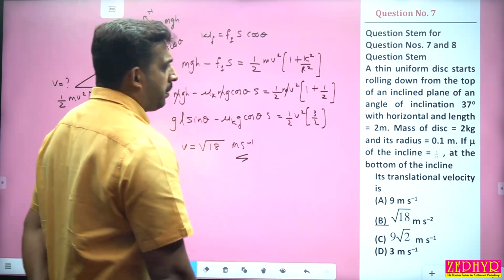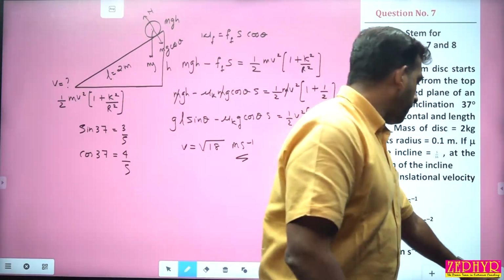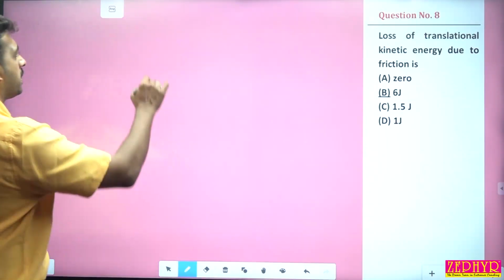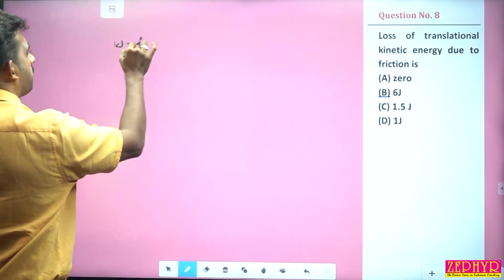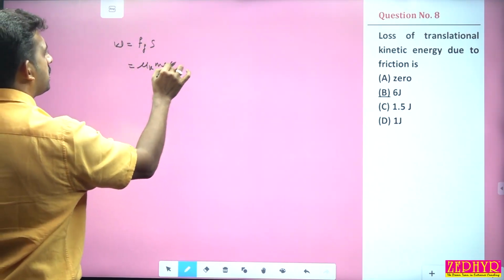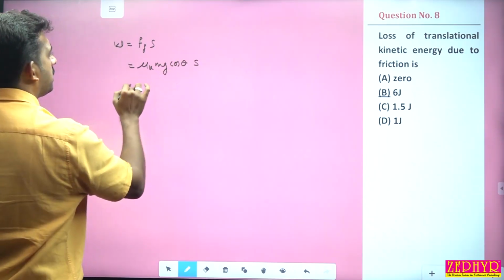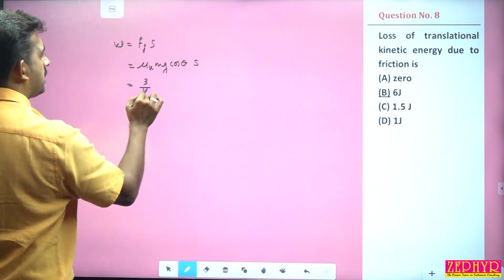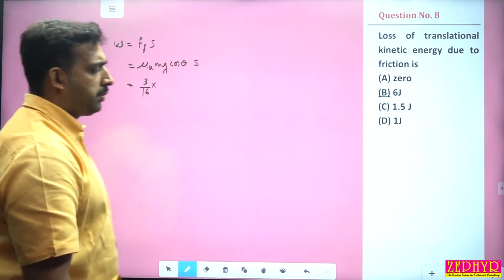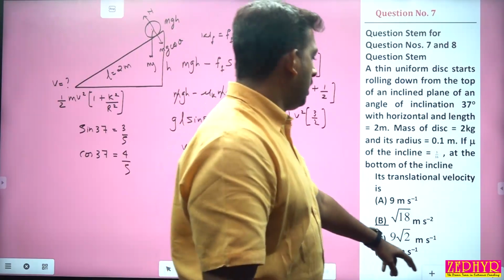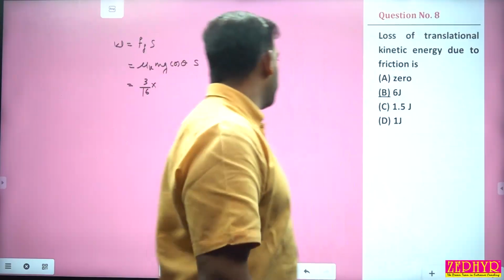Now second part of the question. Loss of translational kinetic energy due to friction. So what is the work done by the friction? Work done by the friction is Ff into S. Ff is equal to mu k into mg cos theta into displacement. So mu k is 3 by 16, 3 by 16 into mg. What is the value for m? Value for m given is 2 kilogram. And the displacement is 2 meter.